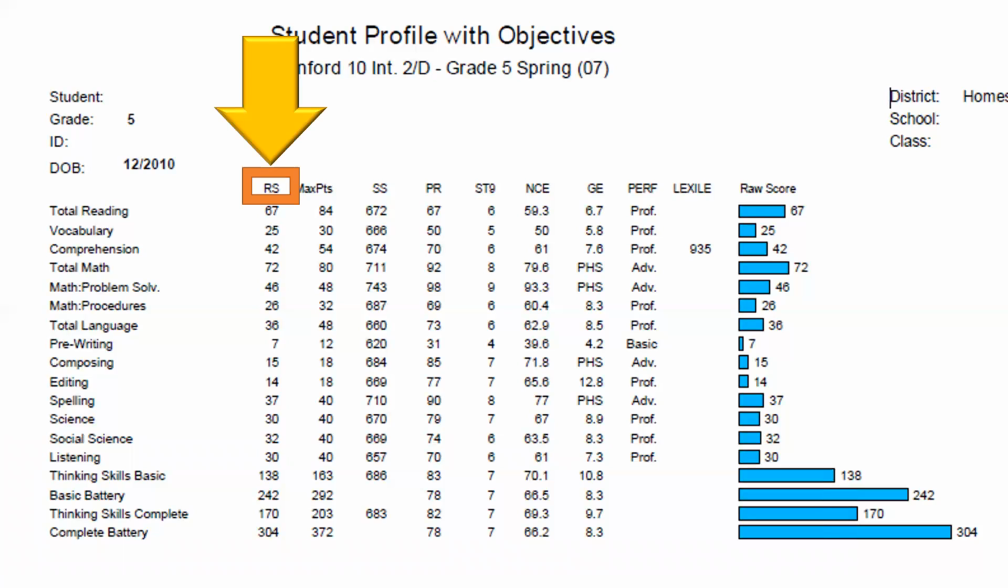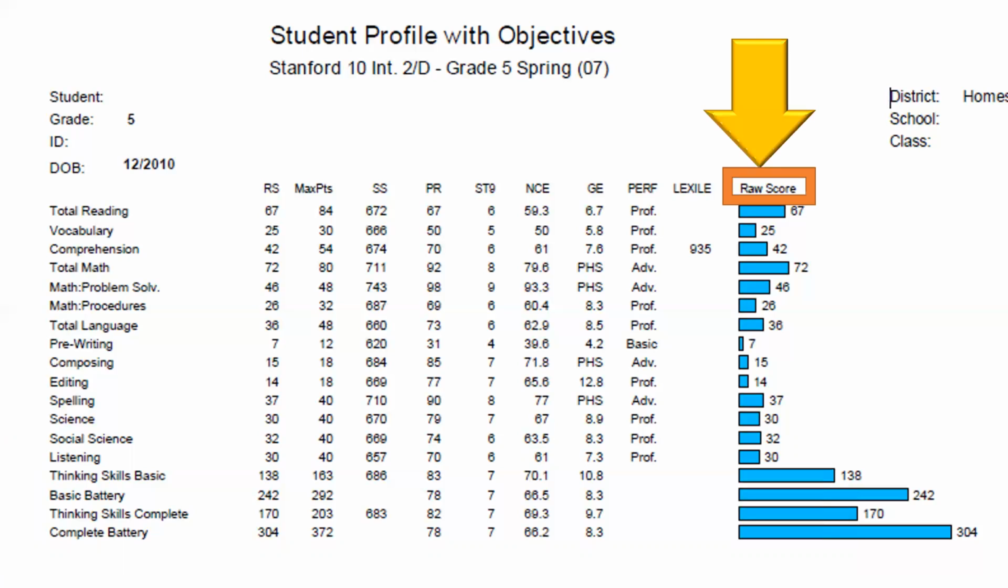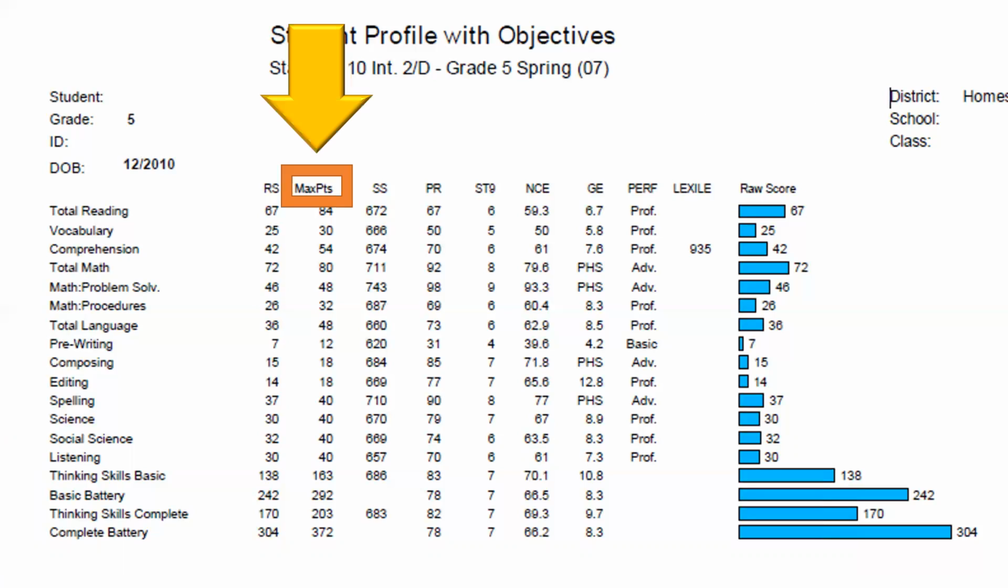RS stands for raw score. This is the number of questions this student got correct in each subtest or section. Here is a graph of the raw score. Maximum points is the number of maximum points this student could have scored on each subtest.